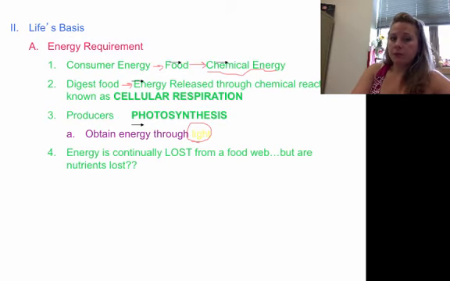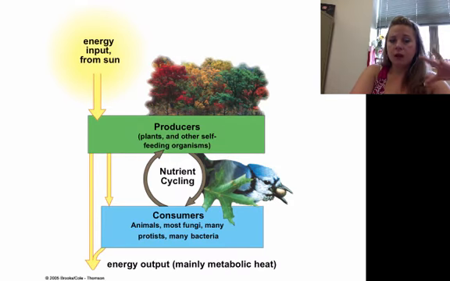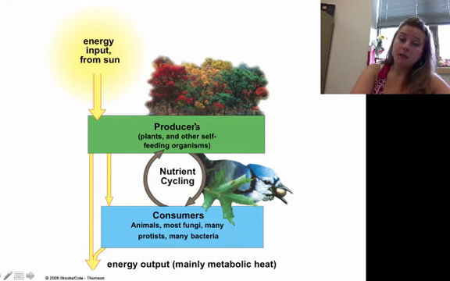So here's what we mean by that. You've got the energy coming in from the sun. Notice again that size of that arrow. The producers take it, okay? They take that energy, feed themselves, they feed other organisms. Energy gets passed on to the consumers that eat the producers, and energy gets passed out as heat, mostly.